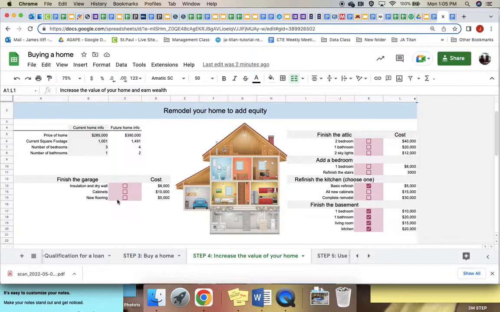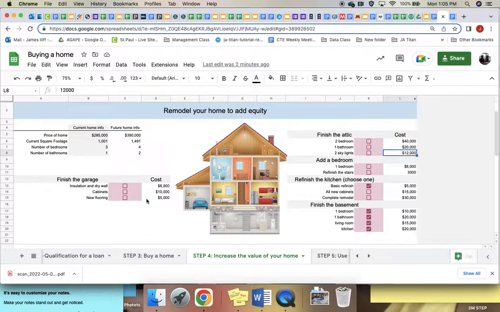Let's say they want to finish their garage, finish an attic, add a bedroom to the second floor, refinish the kitchen in different ways, or finish the basement in different ways. This gives them approximate cost for doing these. So for instance, if they wanted to finish their garage with drywall and insulation, it's going to cost about $8,000. If they want to add 2 bedrooms and a bathroom to the attic, that's going to cost about $60,000. All right, so that's pretty cool.